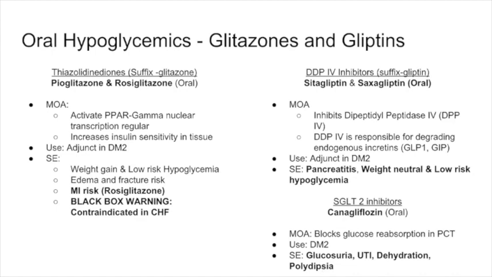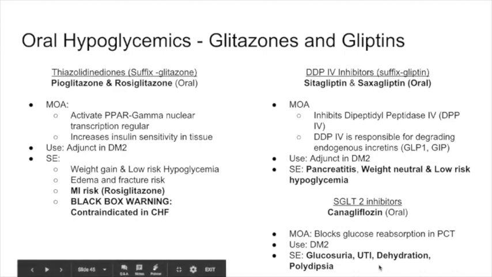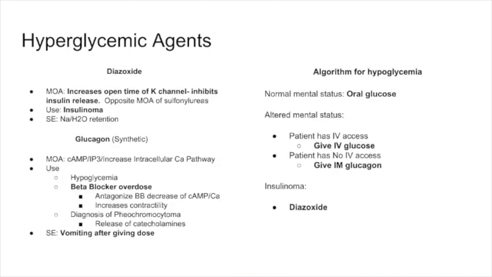So glucose will stay in the urine and it will pull water to it. So you'll get dehydration and polydipsia. So that's the canagliflozin, which is an SGLT2 inhibitor. So all of these things that we talked about are the hypoglycemic agents. These are medications that cause hypoglycemia in response to high blood sugar.